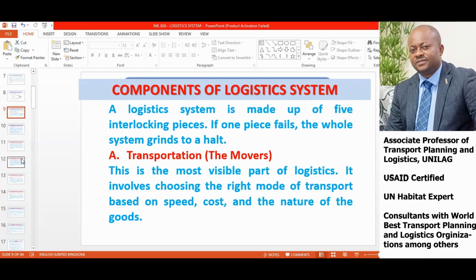Now, can somebody just read this first slide to me before I start the explanation? A logistics system is made up of 5 interlocking pieces. If one piece fails, the whole system grinds to a halt.